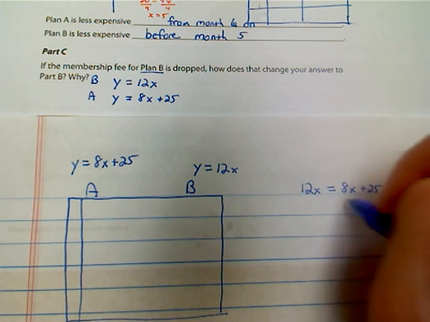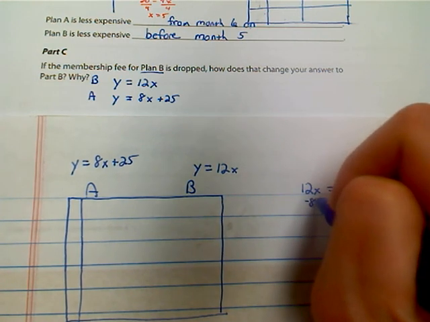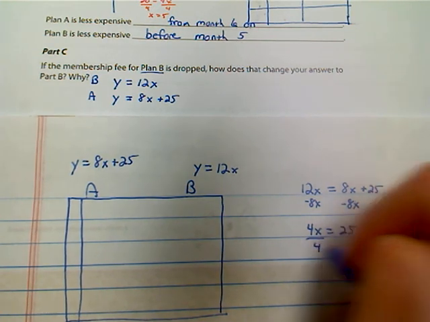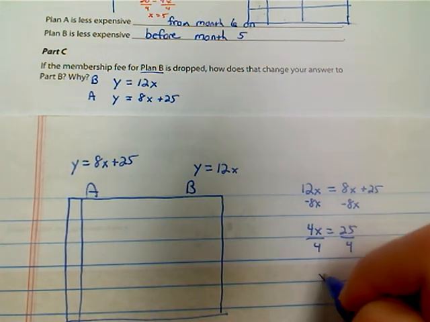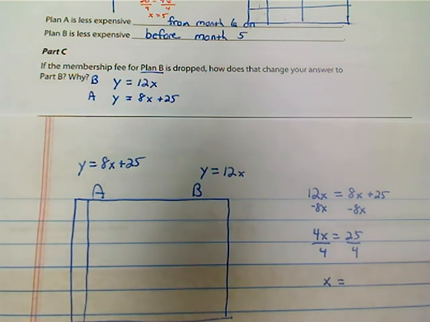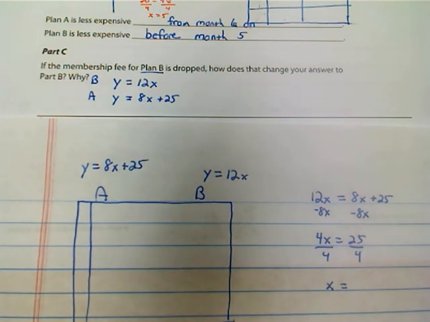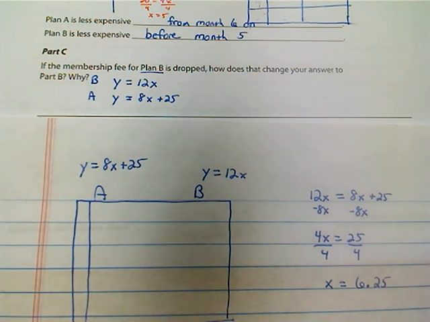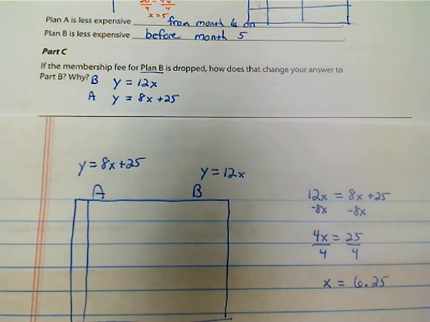We're going to have to subtract 8x, subtract 8x. That gives me 4x equals 25, divide by 4. 4 doesn't go into 25 evenly. That gives us about 6 1/4 months. So at 6.25 months, they're going to be at the same price. So we got to look at what's happening before 6.25 months.